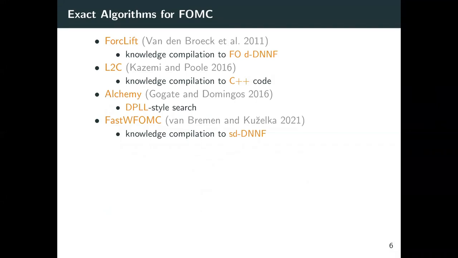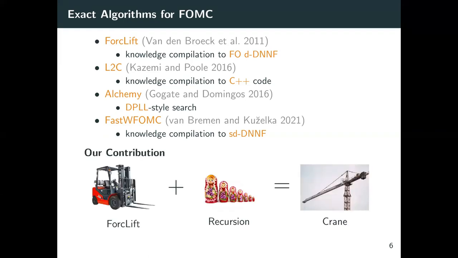Here are all of the algorithms that are used for first order model counting. Most of them do some kind of knowledge compilation, usually to a variant of d-DNNF. One of them even does knowledge compilation directly to C++ code. And there's also one algorithm that extends DPLL style search to this first order logic setting. And in this work, we take one of these algorithms, ForcLift. We combine it with the capability to perform or model recursive computations. And we get this new algorithm called Crane.